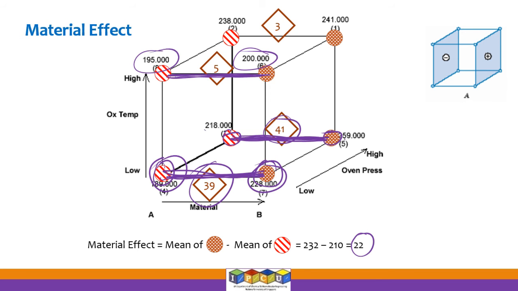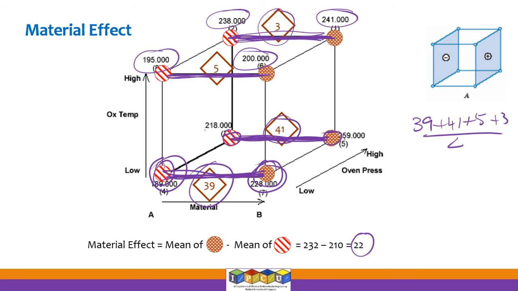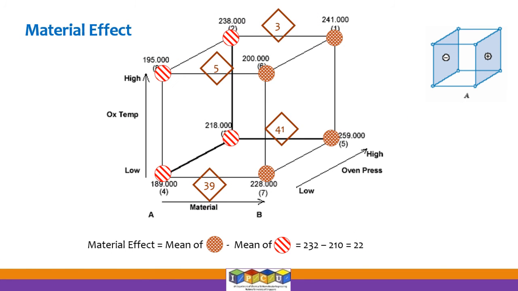This is 5. And for the last experiment, the difference between these two experiments is only the material being used. Oven pressure and oxidation temperature are at the same values. So if you do the high material minus the low material shade readings, you get a difference of 3. So if you take 39 plus 41 plus 5 plus 3 and you divide it by 4, you get 88 by 4, which is equal to 22. So that is the effect. So this is a third way in which you can compute the same value.